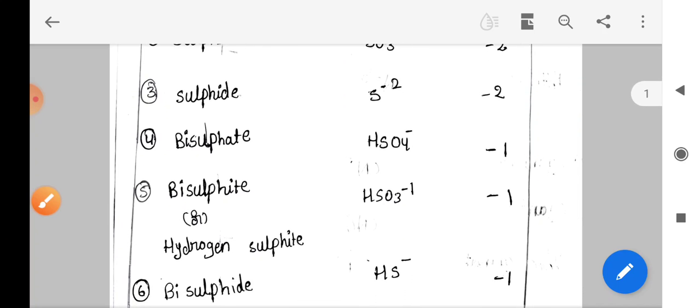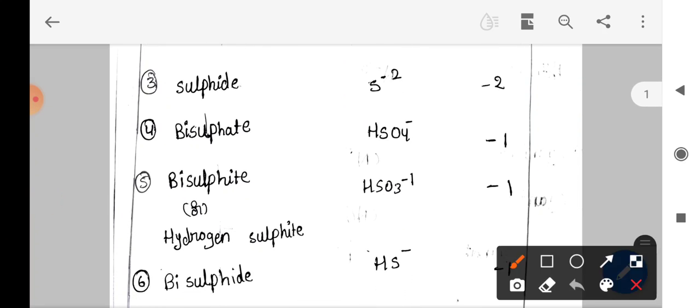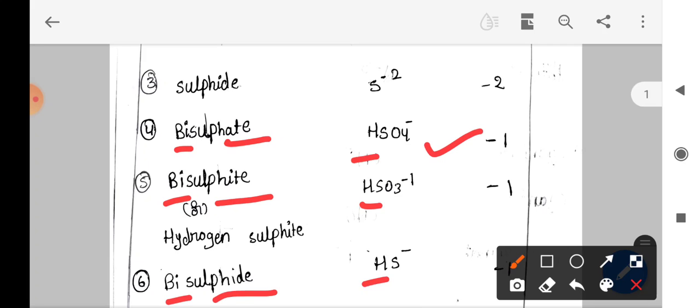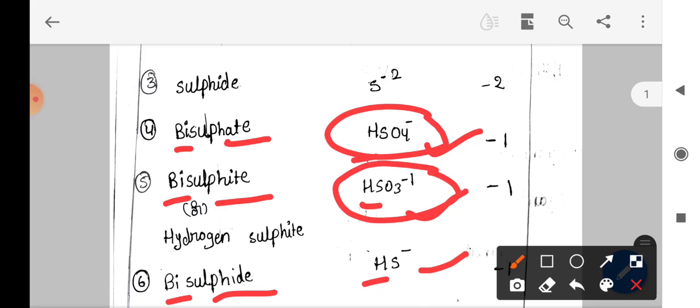Later, bisulfate, bisulfite and bisulfide. Bi means simply add the hydrogen before the ion. Bisulfate formula is HSO4 minus 1. Bisulfite formula is HSO3 minus 1. Bisulfide formula is HS minus 1.